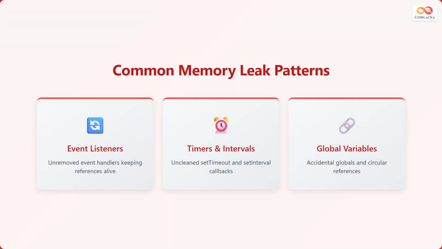Several common patterns can lead to memory leaks in Node.js applications. One frequent cause is unremoved event handlers, which keep references to objects alive longer than necessary. Uncleared timeout and interval callbacks can also prevent memory from being released. Accidentally creating global variables and circular references between objects are other common sources of memory leaks.